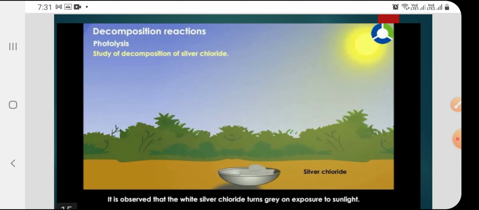Next is the decomposition reaction by heat. Now here you can see that for decomposing the substance we are using heat. We have taken calcium carbonate and copper oxide in a test tube and we are heating that.